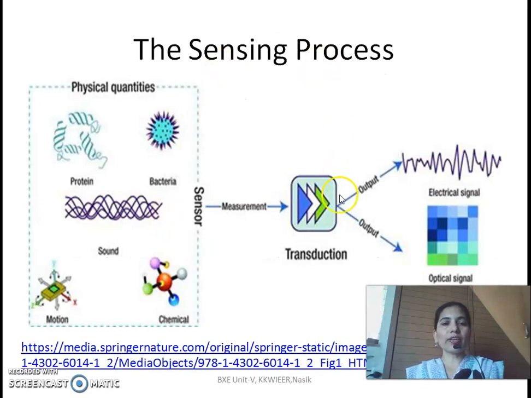So the sensing process involves three basic elements. The physical quantities which are to be measured, captured, or detected, like proteins, bacteria, sound, which can be measured, motion can be detected, chemical gases can be detected. All these physical quantities can be sensed, and their measurement is passed to an intermediate element, which is the transduction element, which converts this measurement into an appropriate output signal. The output signal typically is in the electrical form or in the optical form, and then these signals can be processed further. So, three basic elements in the sensing process.